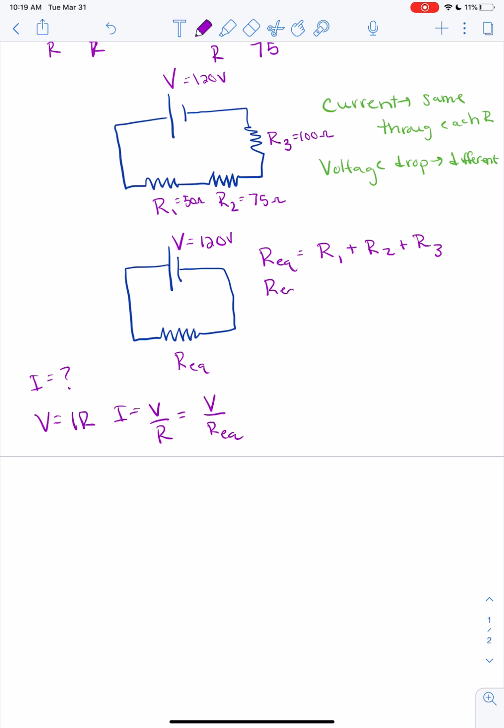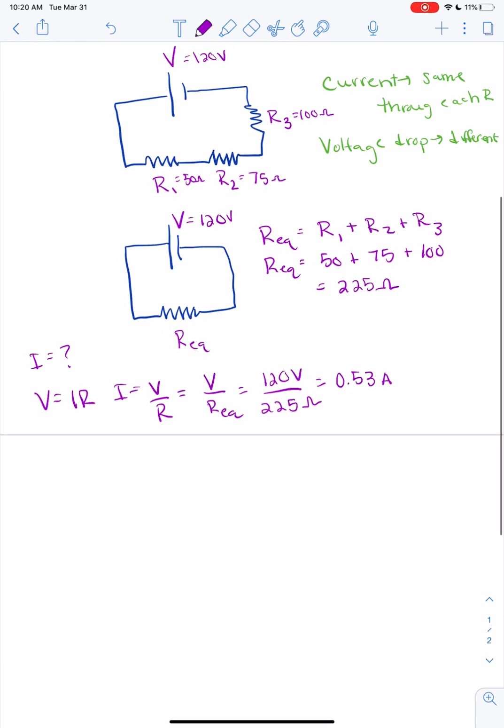So we just add these things up. I have R1 is 50, plus R2 is 75, plus R3 is 100. If I add that all up, I should get an equivalent resistance of 225 ohms. So now I just plug right in. I go 120 volts over 225 ohms, and I will get my current to be 0.53 amps. Remember that amps is the unit for current. And this would be our answer.